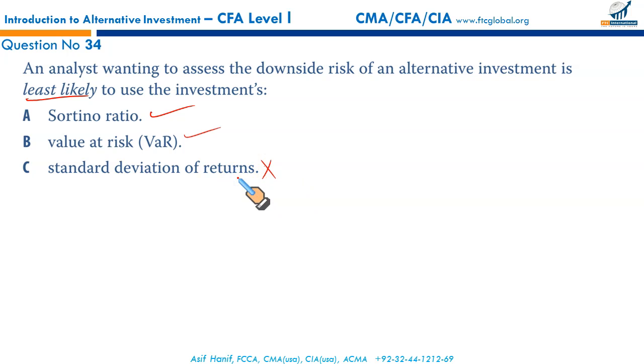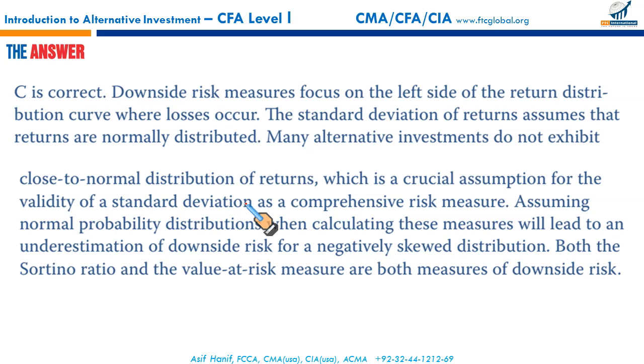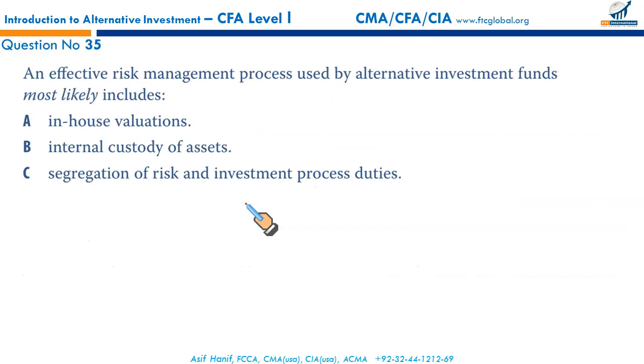Why? Because many alternative investments do not exhibit normal distribution of returns. So if we assume the returns are normally distributed, then it will result in measures that will lead to an underestimation of downside risk for a negatively skewed distribution. So this is least likely to be true. So that's why C is the right answer.